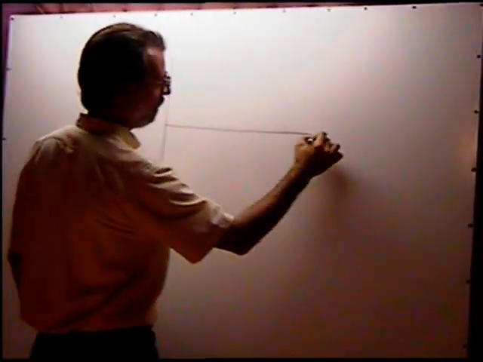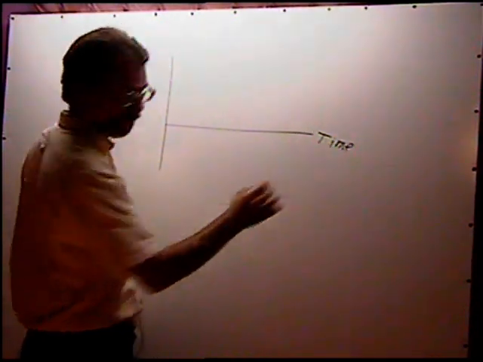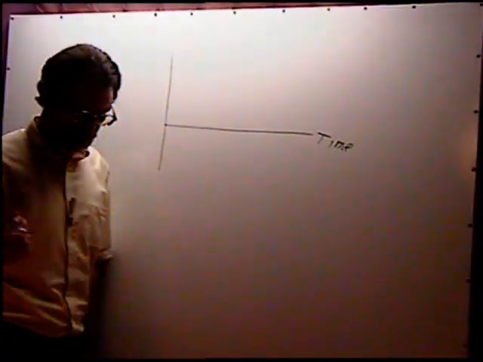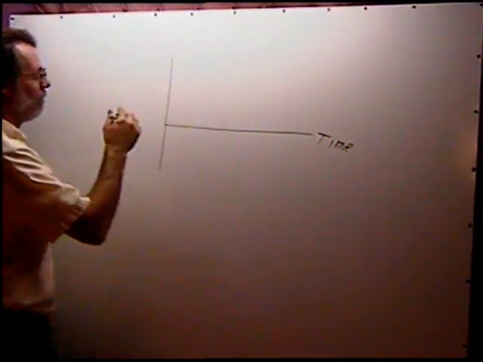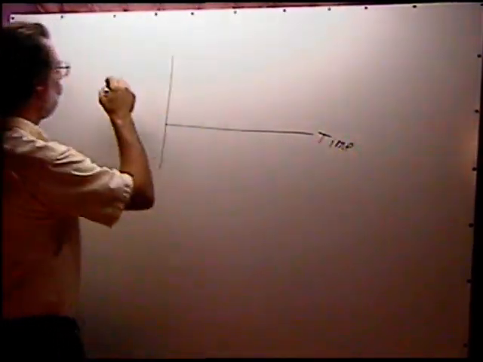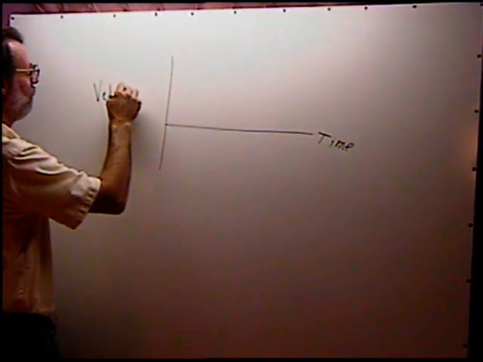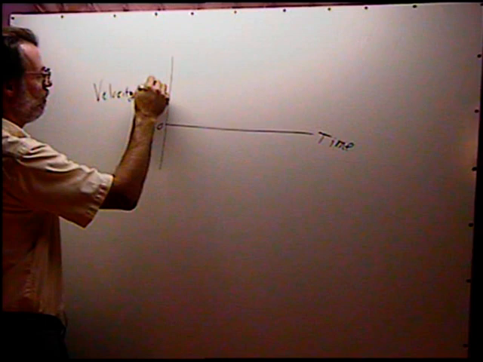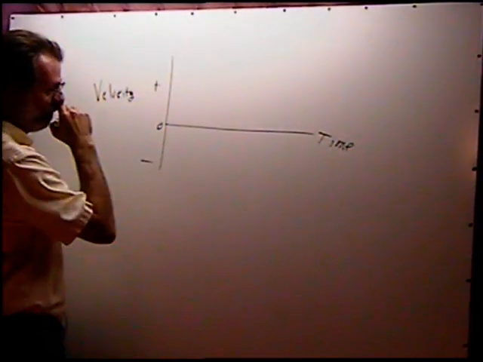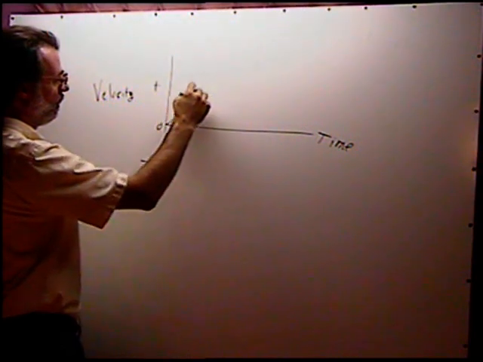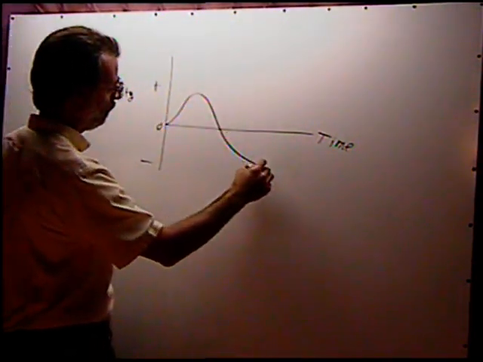This is time. This is question number 10. Review question number 10 on page 34. This is velocity on this chart on the y-axis, and this is 0. This is plus velocity, and this is minus velocity. Suppose I have something like this. Okay?